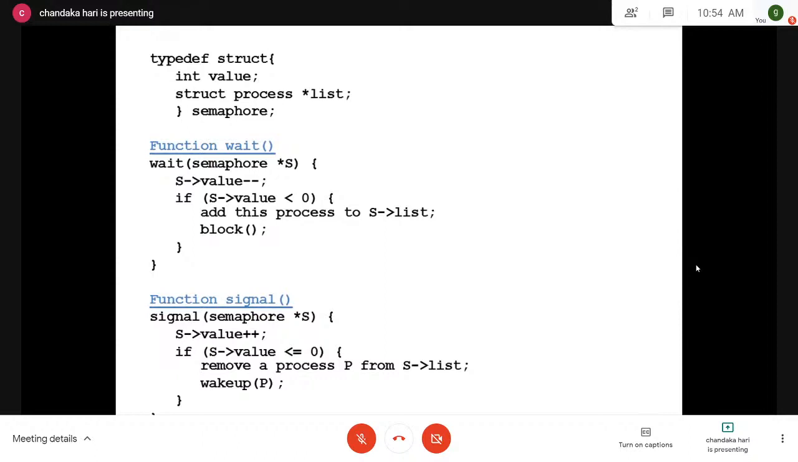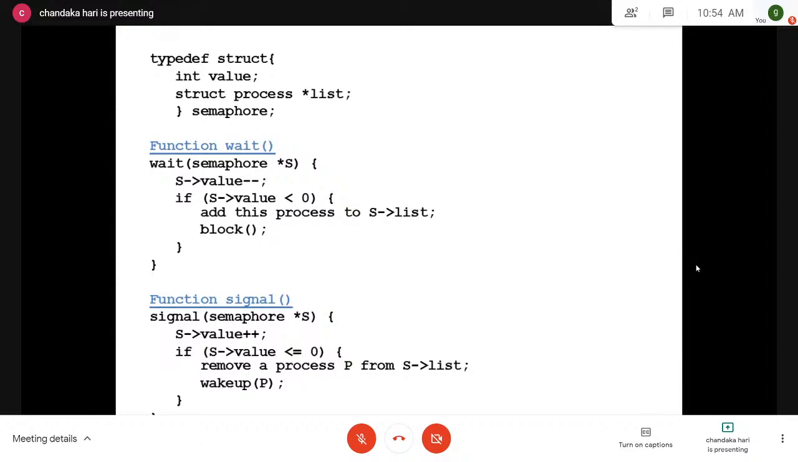That semaphore value simply becomes 0. Okay, now P1 is allowed to continue the execution. Now the semaphore value becomes 0. P1 is executing in its critical section. Now process P2 makes a requisition to the semaphore variable. At the time the semaphore value is 0, 0 minus 1 is equal to minus 1. Minus 1 in the sense that one process is waiting for the semaphore variable.